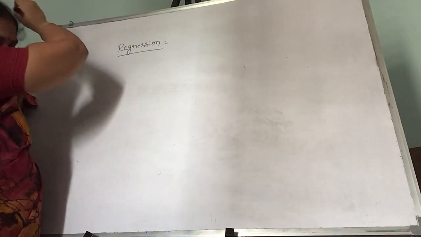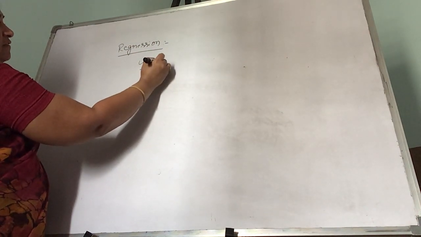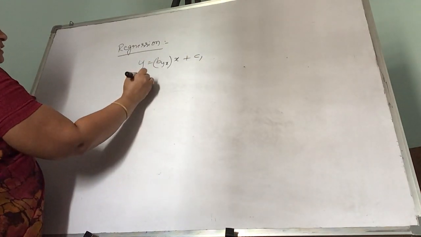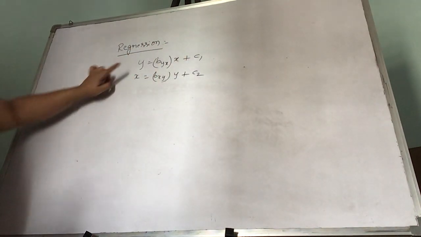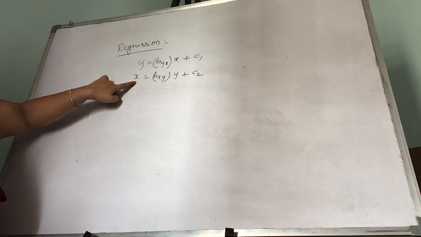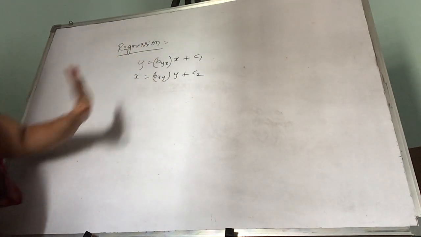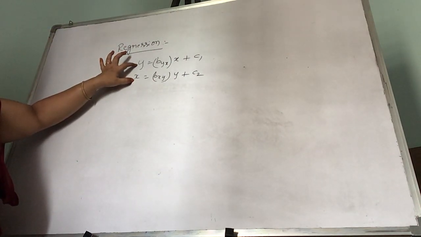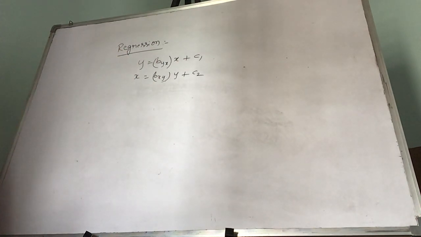Suppose y is equal to byx into x plus c1, where byx is the slope, and x is equal to bxy into y plus c2. This is the regression line of y on x, and this is the regression line of x on y. Here the slopes are byx and bxy. If the two regression lines, y on x and x on y, are given, based on these two regression lines we have to find the coefficient of correlation. How to calculate the coefficient of correlation?